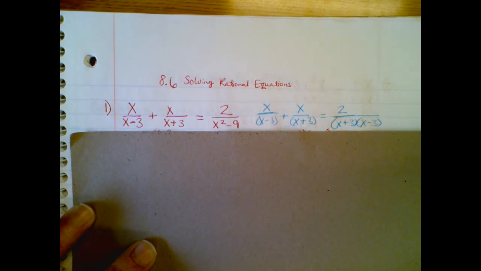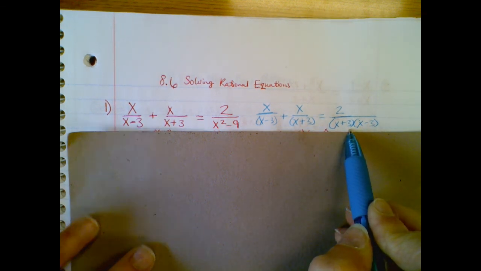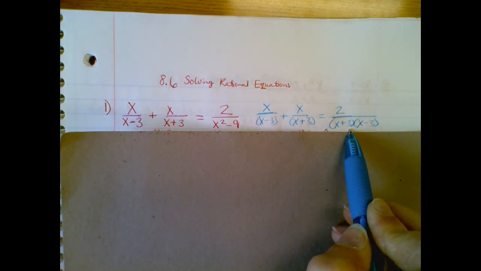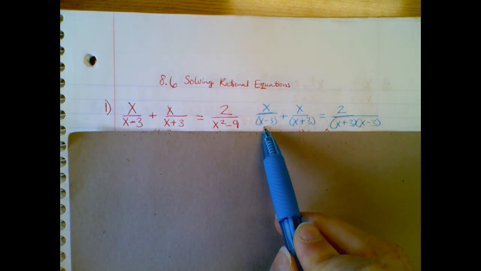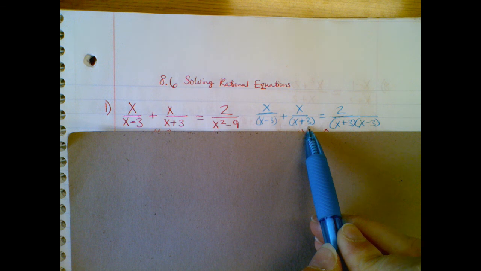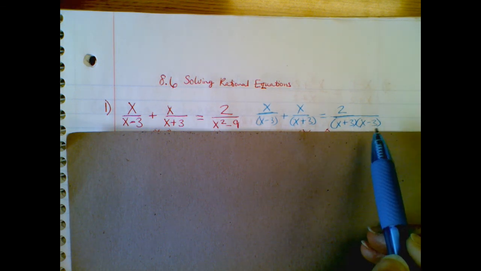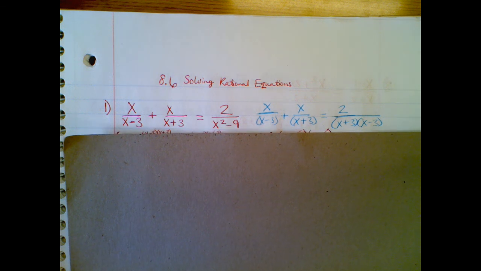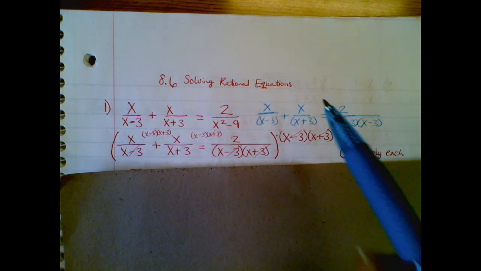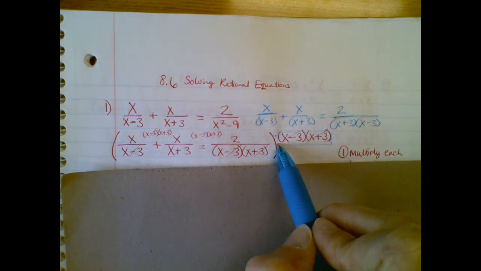Now from here, we want to look across the denominators, and we want to find that least common denominator. And we want to multiply everything by the least common denominator. So notice we have an x minus 3 here, so that's going to be part of it. We have an x plus 3 here, so that's going to be part of it. And then both of these is an x plus 3 and an x minus 3. So we need one x minus 3 and one x plus 3. So we're going to write that as our least common denominator, an x minus 3 and an x plus 3.